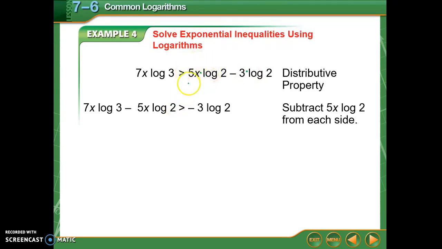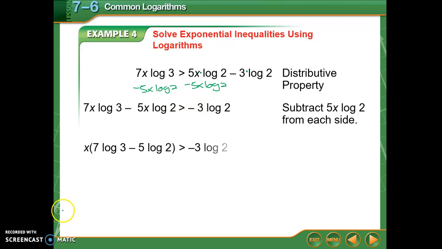This is all one term, 5x times the logarithm of 2, so they're going to subtract that from both sides. So here I have 7x times the logarithm of 3 minus 5x times the logarithm of 2 equal to negative 3 log of 2. Why are they doing that? Because I need my x's on the same side.